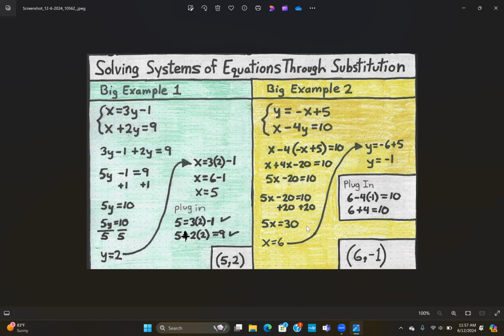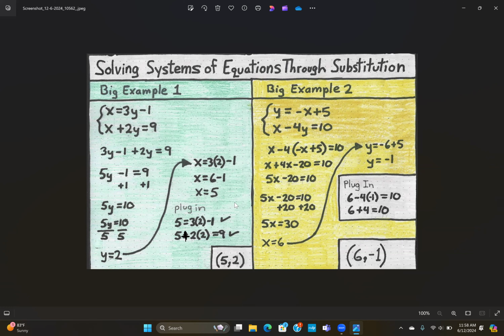And that begs a question again. What number times 5 will give me 30? And that's correct. The answer is 6. All right, and so x is equal to 6. And when we plug it into the other equation right here, we find that y is going to equal negative 1, because since x is 6, negative x is negative 6, and negative 6 plus 5 will give me negative 1. And when we plug it in, it all works. And yes, our solution is (6, negative 1).